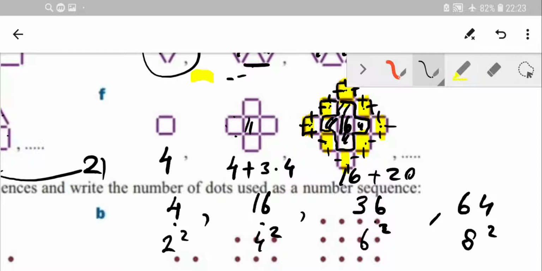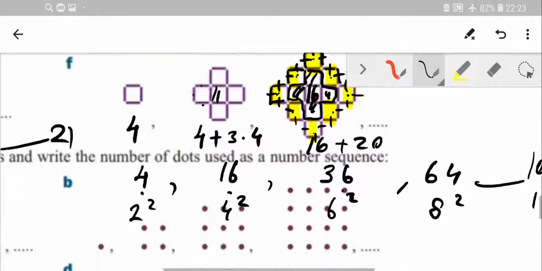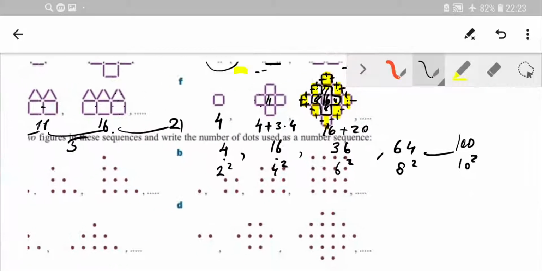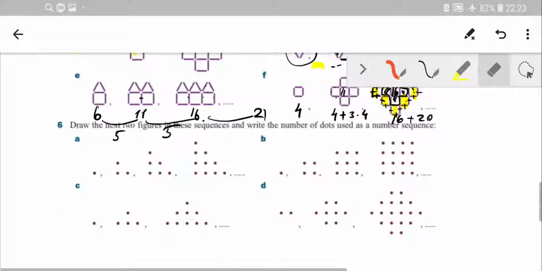I've got the sequence. That's why it's 64. And the next one is going to be 10 squared, so it means 100. All right, so that's the sequence. You see, the rule is quite interesting. All right, so let's do the last task, the last problem in this set.